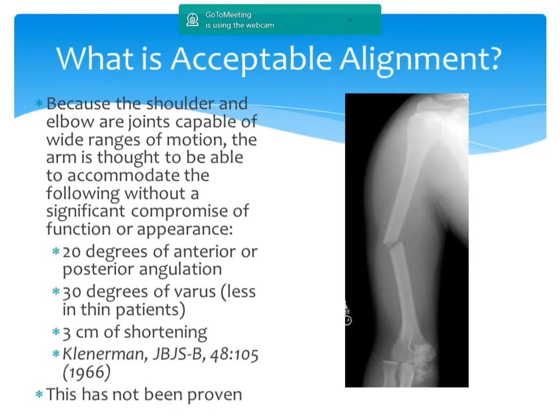Angulation is acceptable only up to a limit, because this is a non-weight bearing bone, so we can accept some sort of angulation. 30 degrees of varus deformity is also acceptable, and 3 centimeter shortening is acceptable, being an upper limb. But in the lower limb, especially in the tibia, not more than 2 centimeter shortening is acceptable.